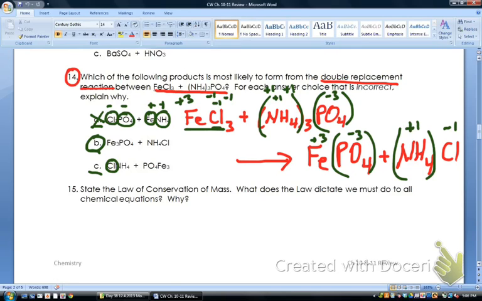C is wrong. We already said that the negative is written first, followed by the positive. Over here we have the negative ion written first, followed by the positive. That's why C is wrong, because it always is written as the positive cation first, followed by the negative anion, and that is seen in every single one of these compounds.